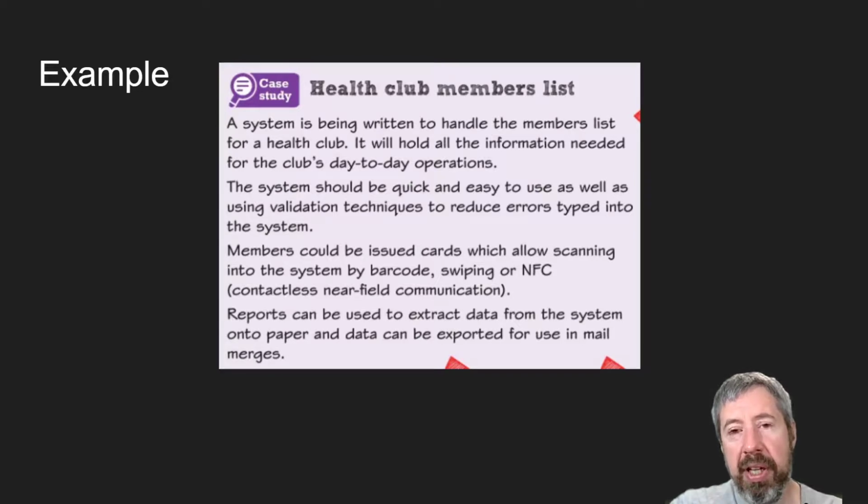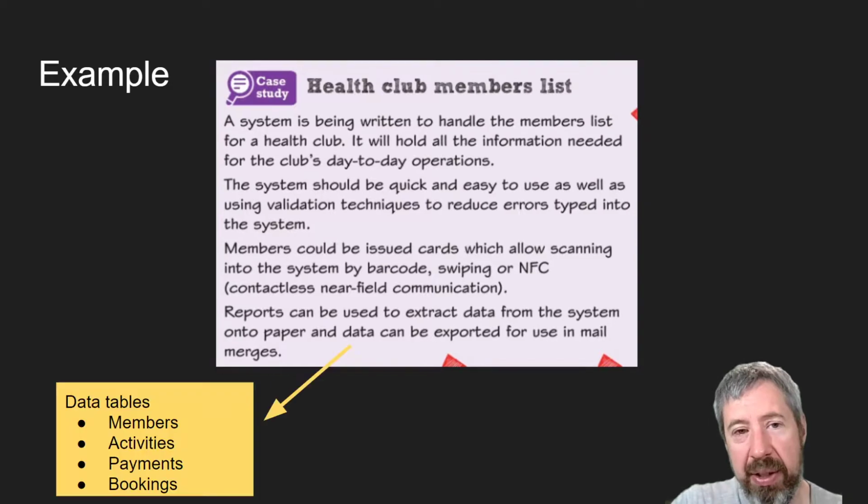So I'm just going to have a look at an example of a health club, and you might have to make an application to handle the bookings and allow members to log in and book different activities at the health club. They might have cards with barcodes and be able to log in with the barcode when they get to the health centre. And the system should make reports and extract data and all that type of thing. What sort of things would we need to do that?